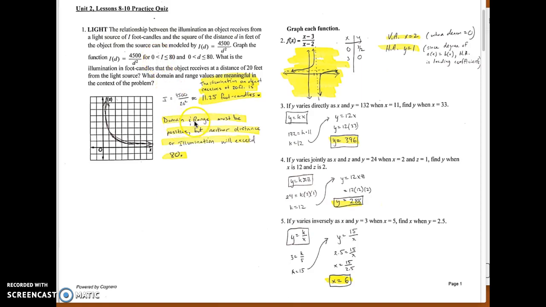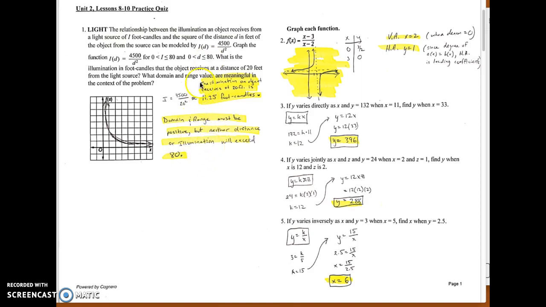So the domain and the range, since they both have the same values between 0 and 80, I said that they must be positive. They're bigger than 0. But also neither distance or illumination will exceed 80. They're less than or equal to 80. So those are the values that are meaningful in this problem.